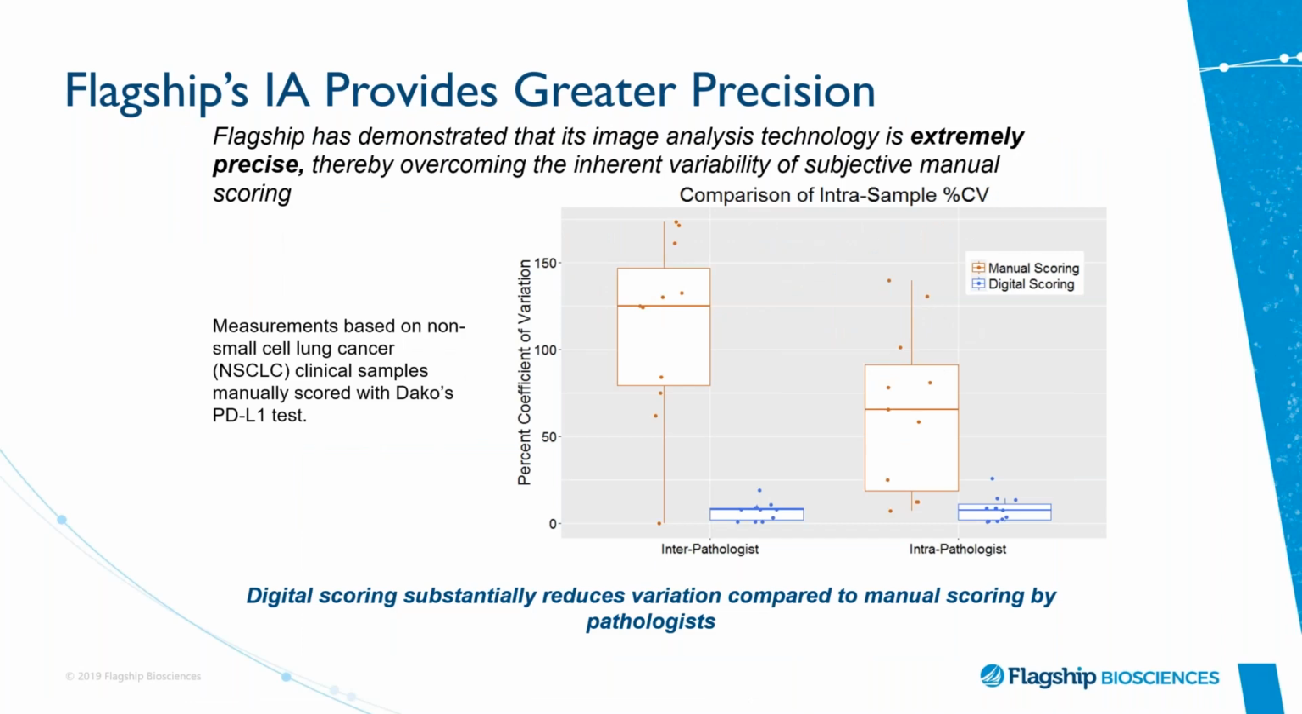So in summary, to conclude talking about this, the flagship has demonstrated that image analysis technology is extremely precise, and I would add accurate, overcoming the inherent variability of subjective manual evaluation. So digital scoring, therefore, substantially reduced the variation compared to manual scoring by pathologists, as you can see in the much smaller coefficient of variation boxes for both inter-pathologist and intra-pathologist evaluation.